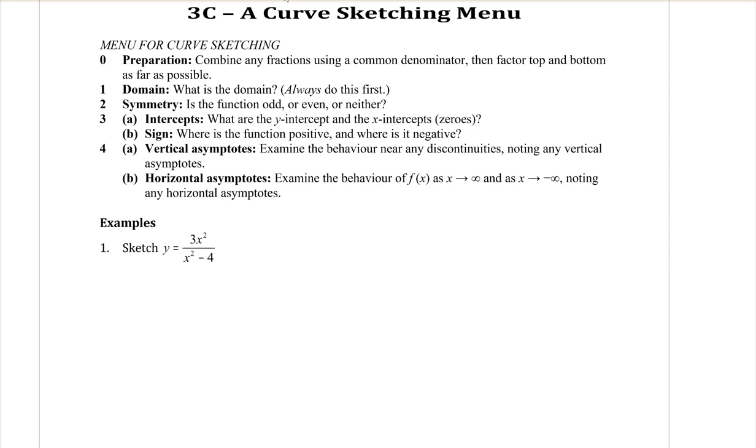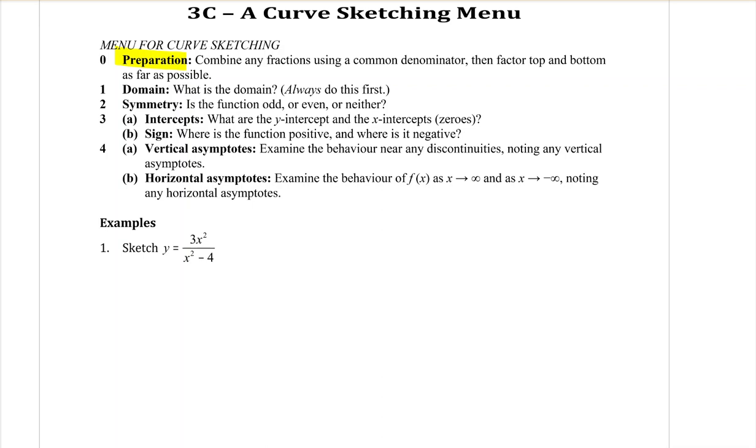I don't know why they didn't just start at 1, but anyway, step 0 is just to prepare the equation that you're given. I guess that's why, because it's just to make sure that your equation's in the right form before you get started. Okay, so first of all, preparation. Combine any fractions by using a common denominator, then factorize the top and the bottom as far as possible, because that's going to help you find your zeros and your discontinuous points. So just make sure your equation's in the right form first.